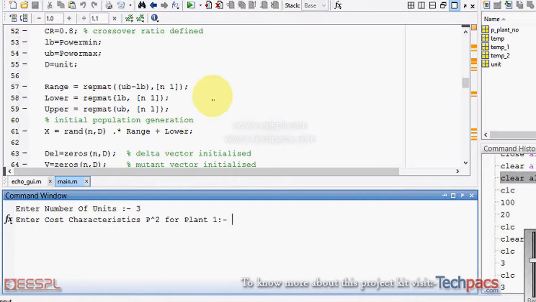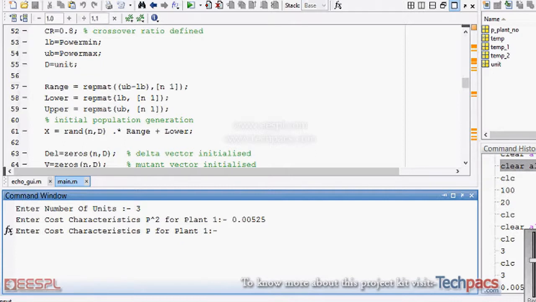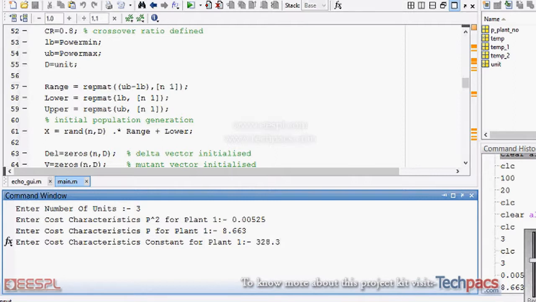When I press enter, it will ask for the cost characteristics of power plant number 1, and I am taking those values from the book named Power System Optimization by D.P. Kothari. The problem of economic load dispatch was taken from that, in which the P square value is approximately 0.00525, and then the P coefficient is 8.663, then 328.3 in rupees per hour. These are the cost characteristics.